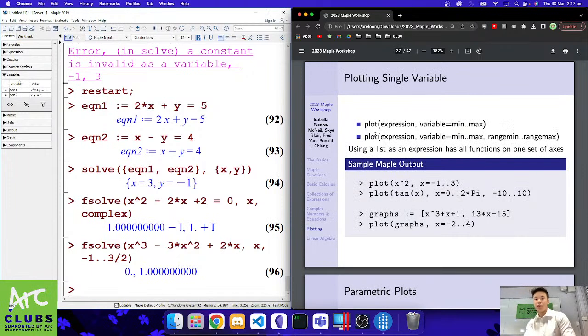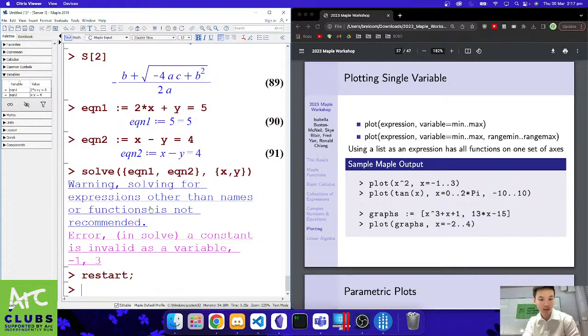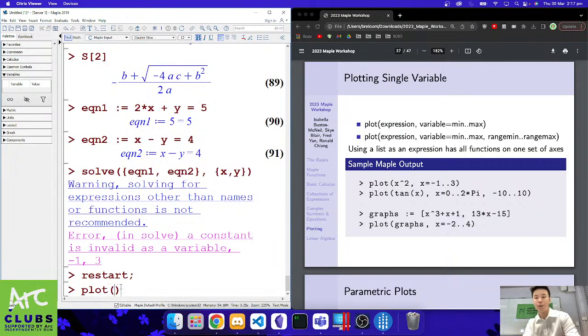The first part is simply plotting a single variable. So if we want a function like y equals x squared and we want to plot it in Maple, let's see how we're going to do that. Okay, so let's hit the restart again. The command that we use for plot is just the plot command. And if we want to graph the generic parabola, y equals x squared, we just chuck in x squared.